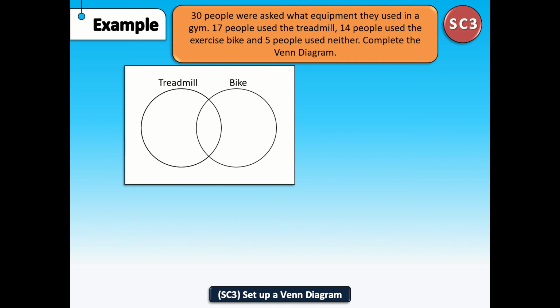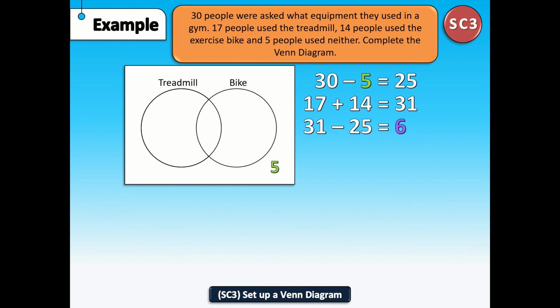This question says 30 people were asked what equipment they used in a gym. 17 people used a treadmill, and 14 people used the exercise bike, and 5 people used neither. So we want to complete this Venn diagram. Now 5 people used neither, so 5 goes on the outside. So we're left with 25 people that used the treadmill or the exercise bike. Now 17 plus 14 is 31, and if we take away the 25, that tells us there are 6 people that use both the treadmill and the exercise bike.